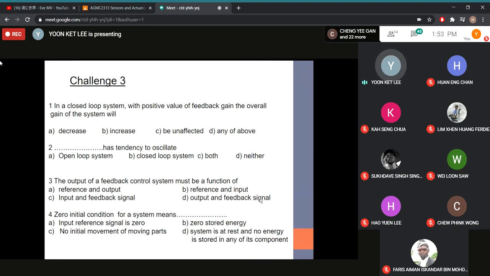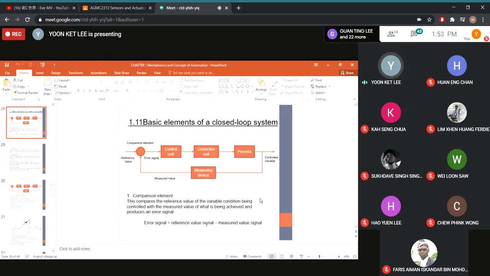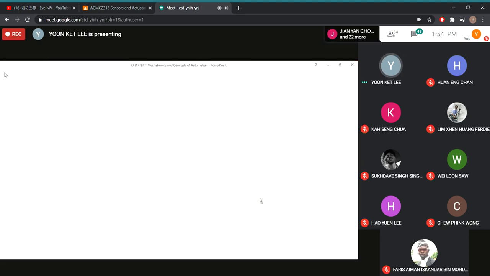Okay? If negative, decrease. Why can I say this? Because we can look back to the error signal. Error is the reference value minus the measured value. If the reference is 10 and your measured is 9, then 10 minus 9 is positive. The error signal is positive gain, so you need to increase the speed.